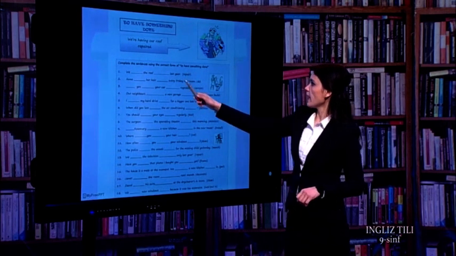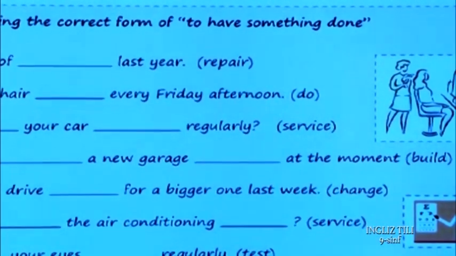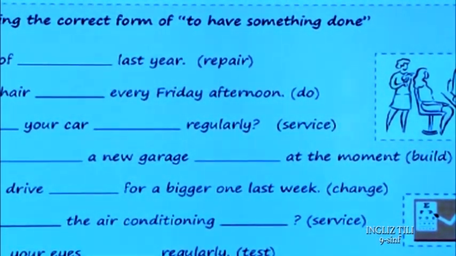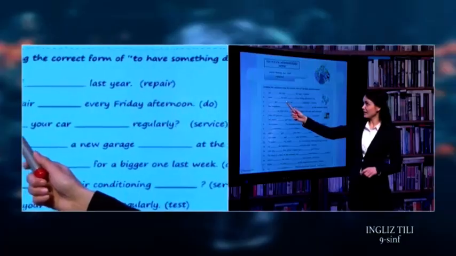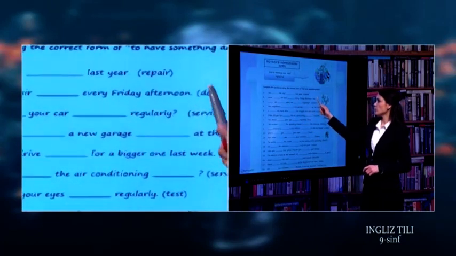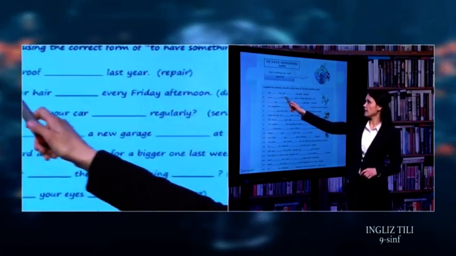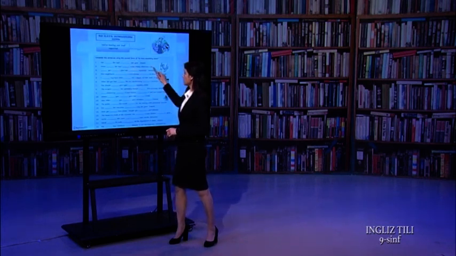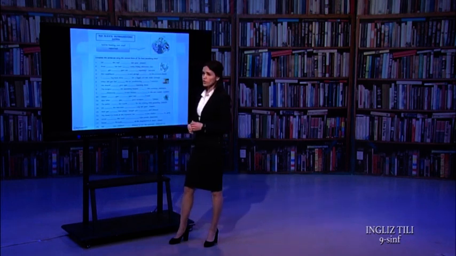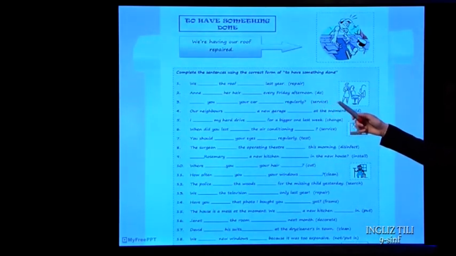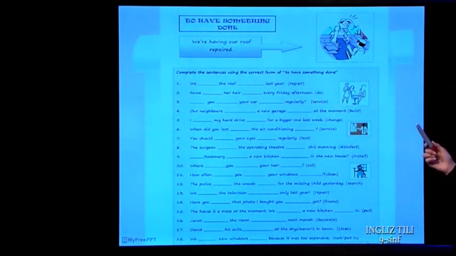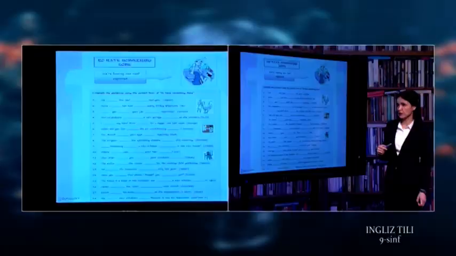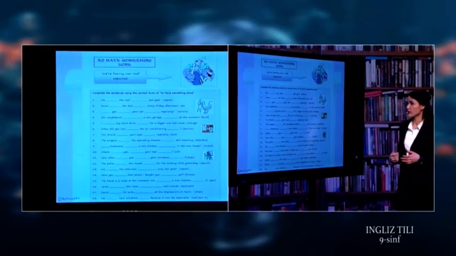Well, next one. Every Friday afternoon, that means this is signal word of present simple. So Annie, every Friday afternoon, that means present simple. Annie has her hair do. The third form of do is done. Anne has her hair done every Friday afternoon because she doesn't like long hair, for example.